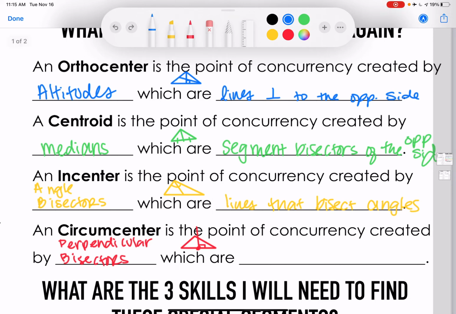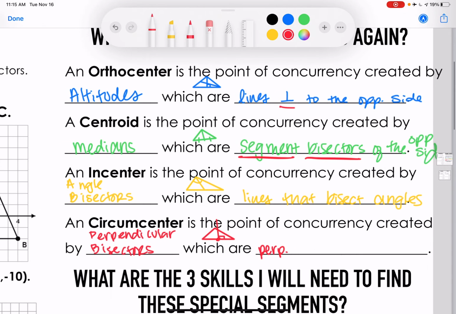All right, now a perpendicular bisector, so it's going to split the opposite side in half. So it's going to be a segment bisector, but it's going to be a perpendicular segment bisector. And I'm going to just abbreviate perpendicular in this one.